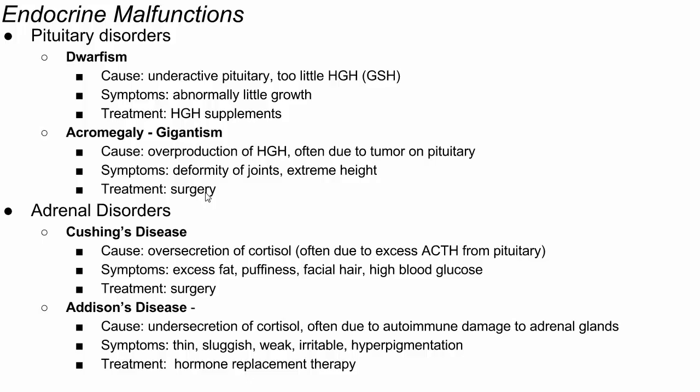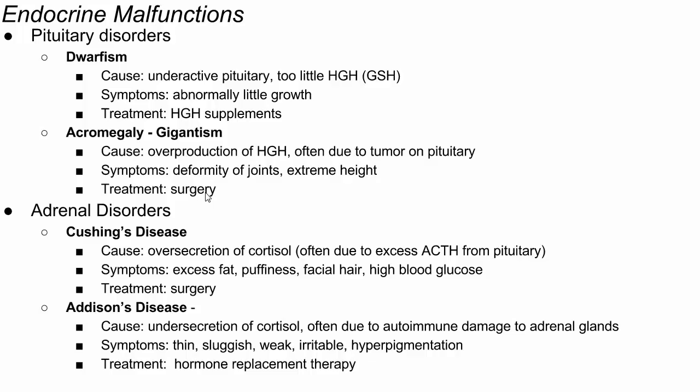There are also some disorders of the adrenal gland, Cushing's disease and Addison's disease. Again, over and under secretion of cortisol is what produces these disorders. Usually that starts at the pituitary gland, because the pituitary gland produces adrenocorticotropic hormone, ACTH, which stimulates the adrenal cortex. If the pituitary doesn't produce enough ACTH, the adrenal gland is underactive and does not produce enough of these hormones. Symptoms of Cushing's disease, this oversecretion of cortisol, are excess fat, puffiness, facial hair, and high blood glucose. Sometimes they can do surgery and remove parts of the adrenal gland.